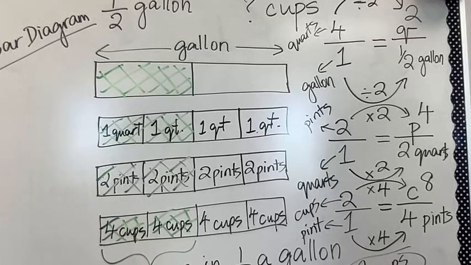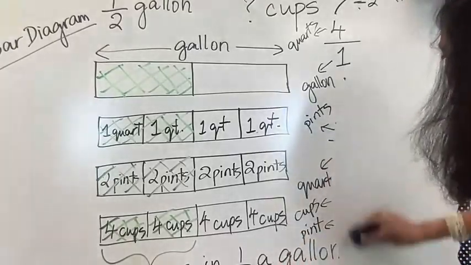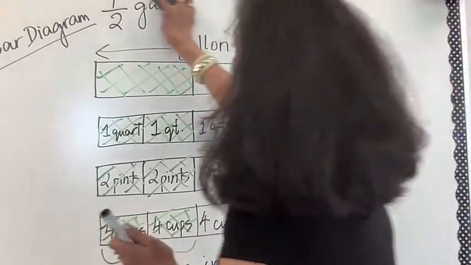Now, let's do when we are converting smaller units to larger ones. Right now we were converting larger units to smaller, but now we are going to learn to convert smaller units to larger units. Okay, so let me erase this really quick.